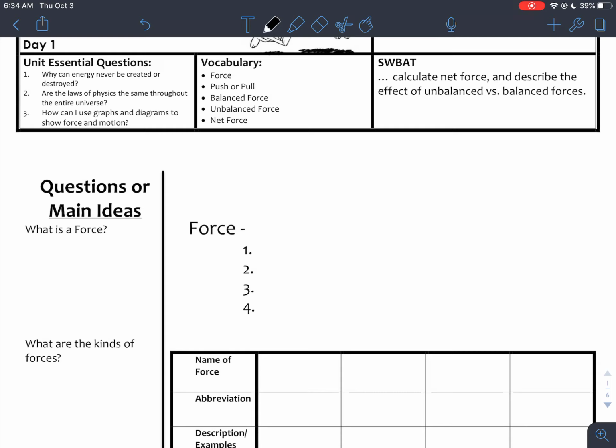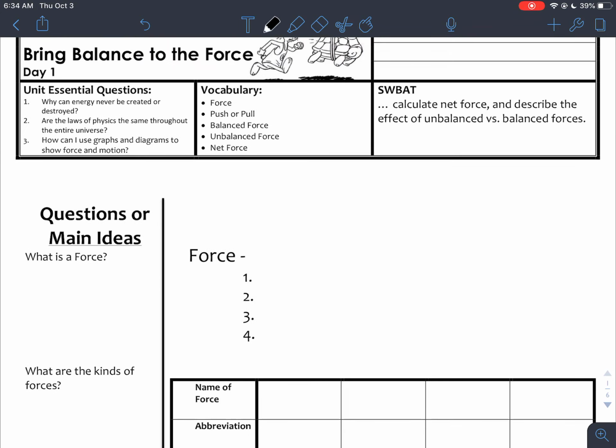In this video, we are starting a new unit. This is our first video that relates to physics, which is the study of motion and forces. It's going to be our focus for about the next 6 weeks. And today, we're focusing on net force and balanced versus unbalanced forces.